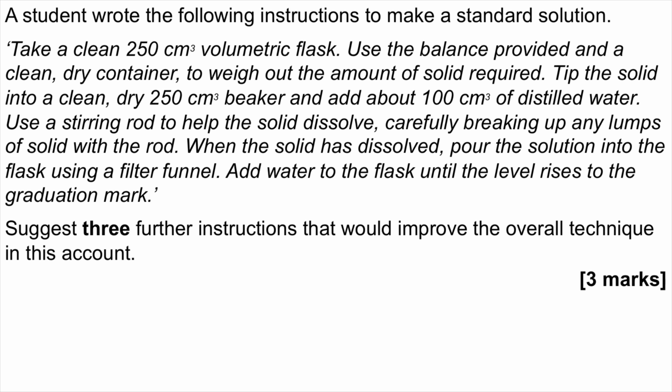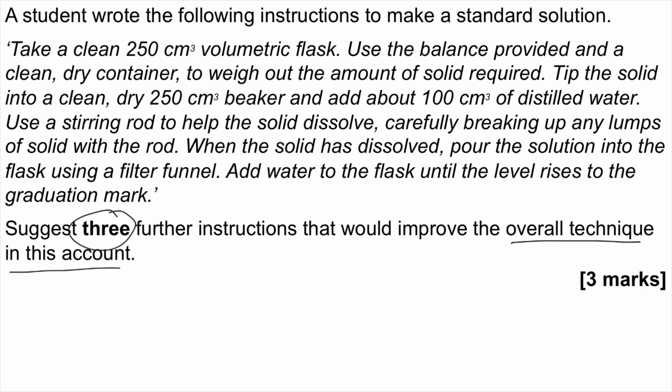So we need to look at the technique, we need to identify things that they've not done, and then we need to say what it is that they could do. So, take a clean 250 centimeter cube volumetric flask. Seems good to me. Use the balance provided and a clean dry container to weigh out the amount of solid required. Tip the solid into a clean dry beaker.